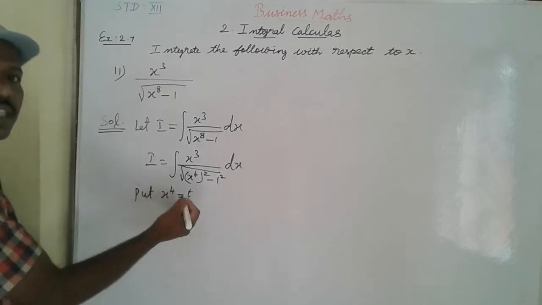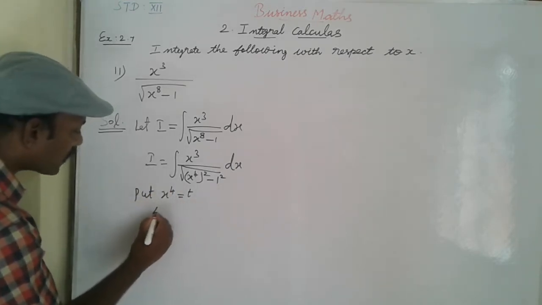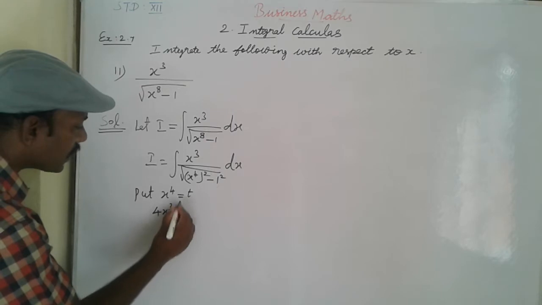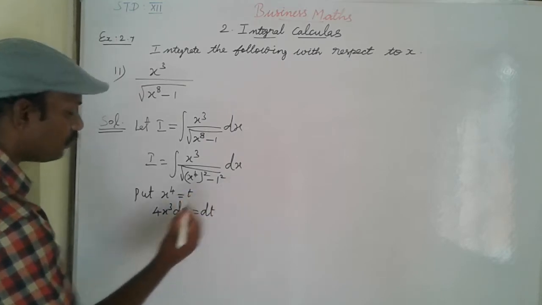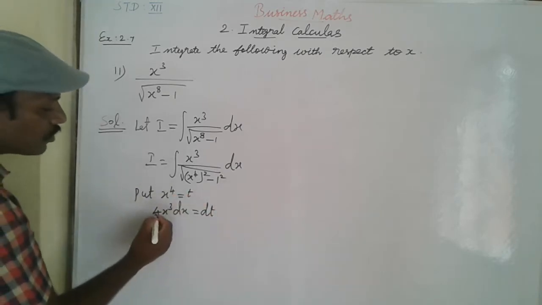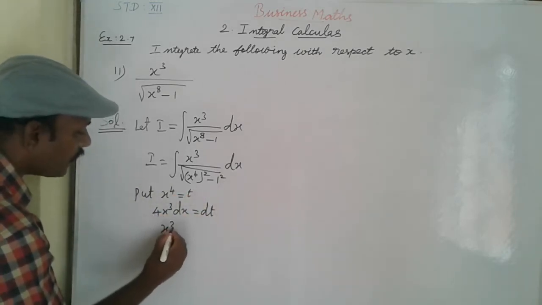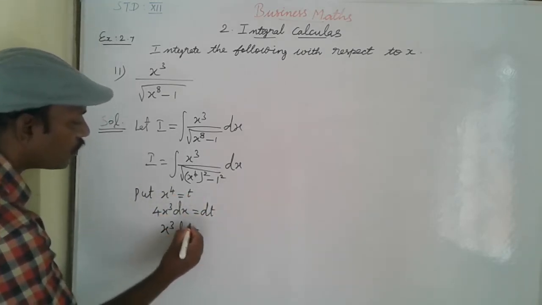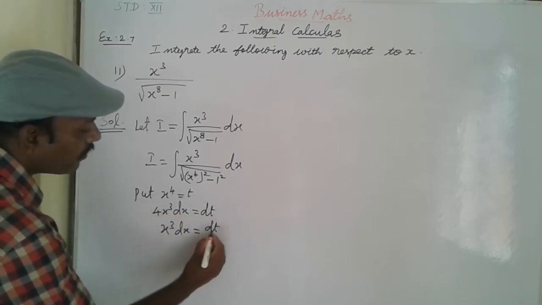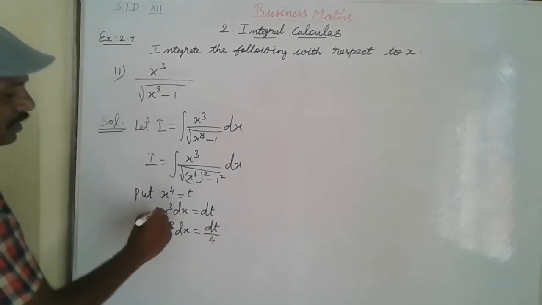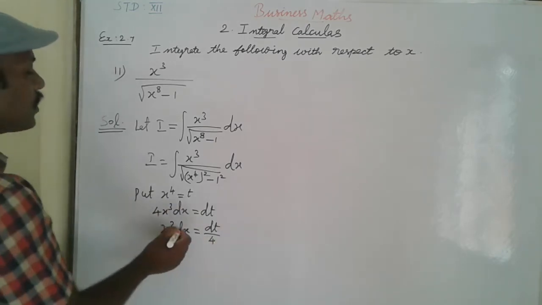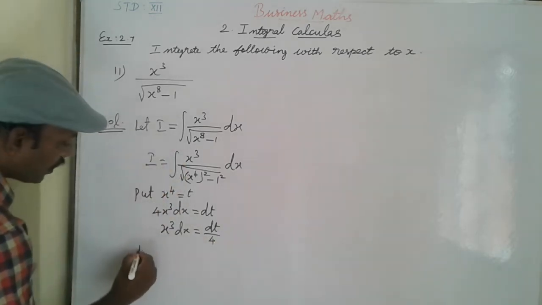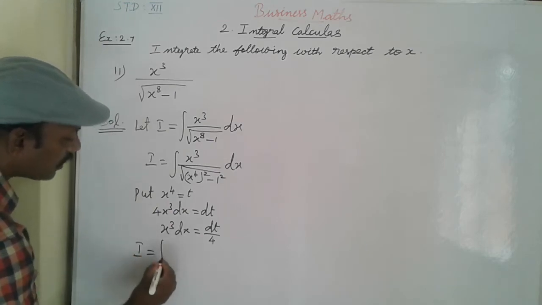Differentiating with respect to x, 4x cube into dx equal to dt. For the constant, we should take the right hand side: x cube into dx equal to dt divided by 4. This side multiply, the other side becomes divide. So we should substitute in I equal to integral.